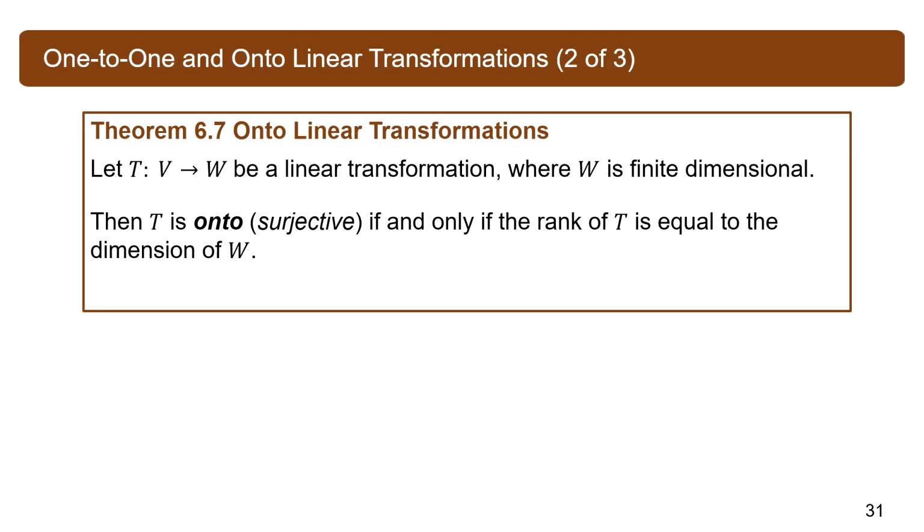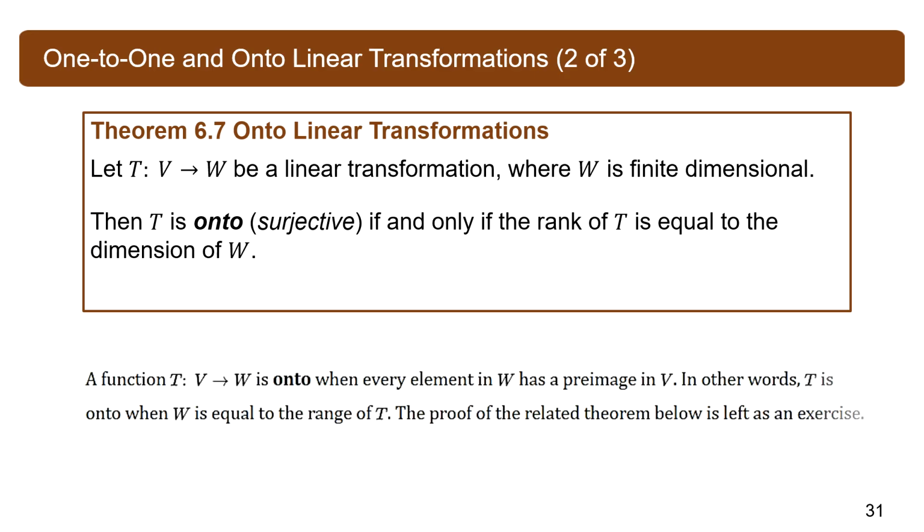Okay. What about the onto linear transformation, which we call surjective? T is onto if and only if the rank of T is equal to the dimension of W. A function T from V to W is onto when every element in W has a pre-image in V. In other words, T is onto when W is equal to the range of the transformation.